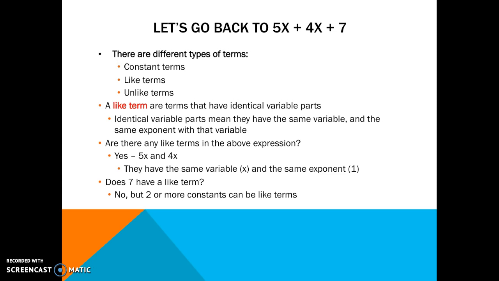Does 7 have a like term? No, right? There's no other numbers here that do not have a variable attached to them. So no, but if there was another number that was a constant, those could be like terms. But in this example, 7 does not have a like term.